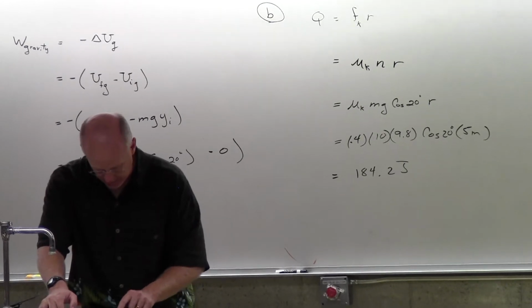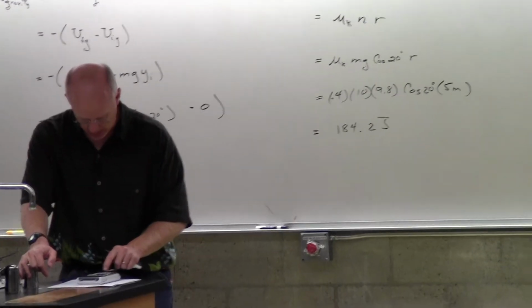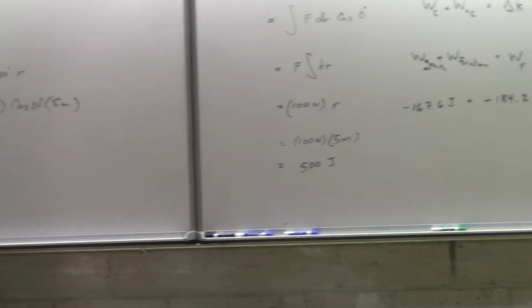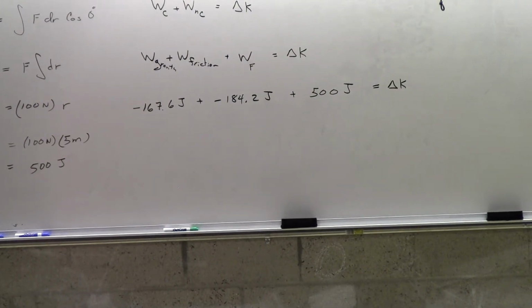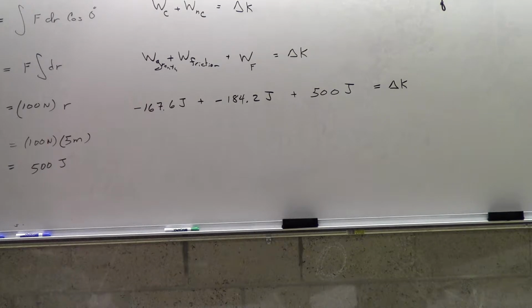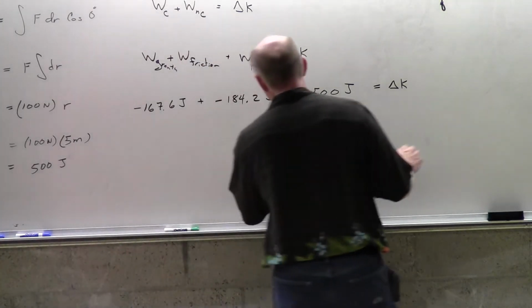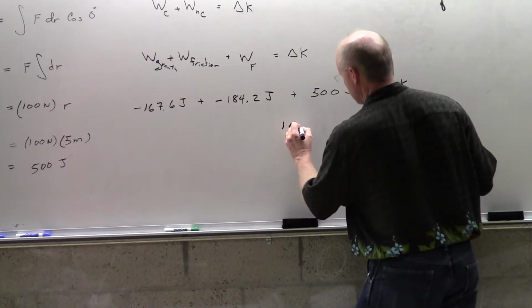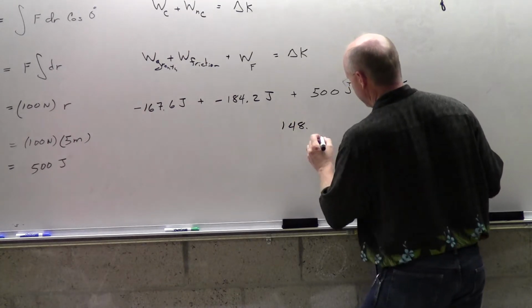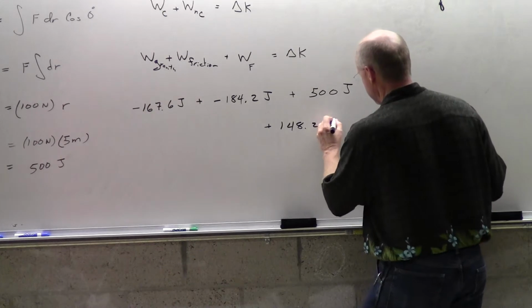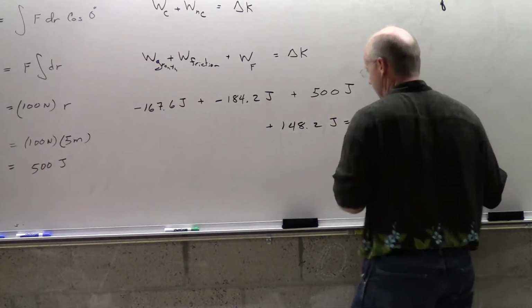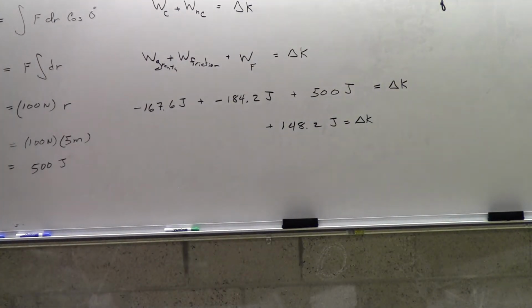So I'll take the 500 first, and then I'll subtract the 184.2 and subtract then the 167.6 and come up with 148. Yeah, thank you. Positive, right? 148.2. All right.